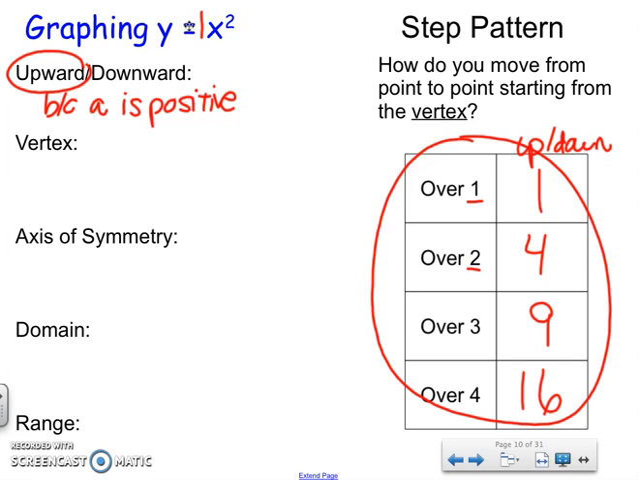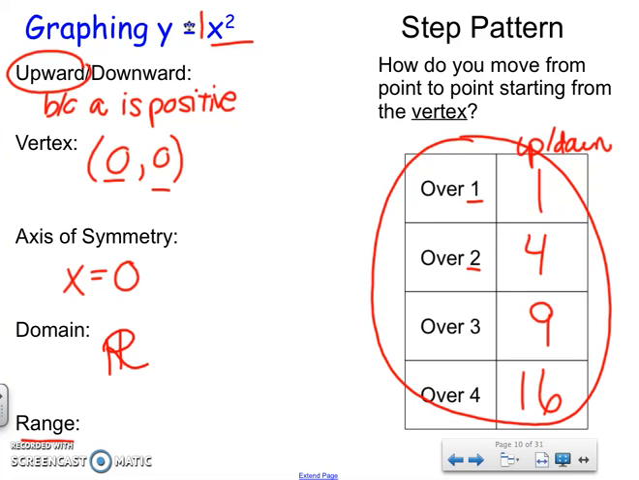Okay? Your vertex, there are no numbers here, which means your vertex is starting at 0, 0. The axis of symmetry, remember, goes through the vertex. It goes through the x point. So your axis of symmetry would be x equals 0. Remember, domain is always all real numbers. And then the range is going to be the y part. And since it's opening up, we're going to have greater than or equal to, and then you're going to have that y number. So let's look at this table while we graph the equation.